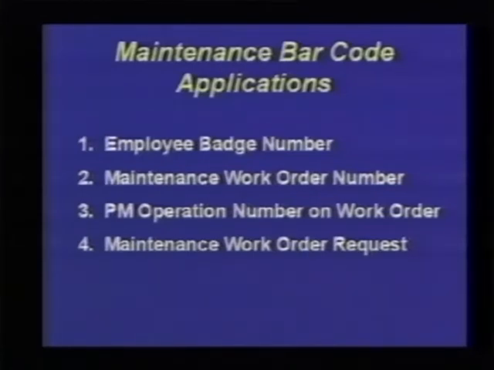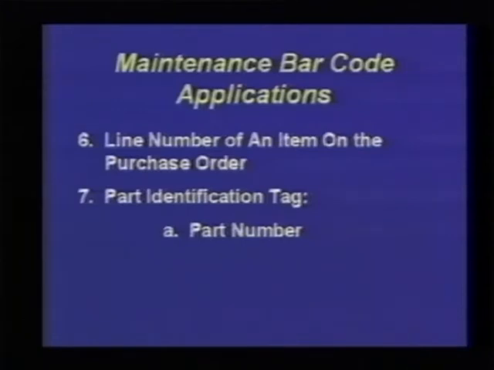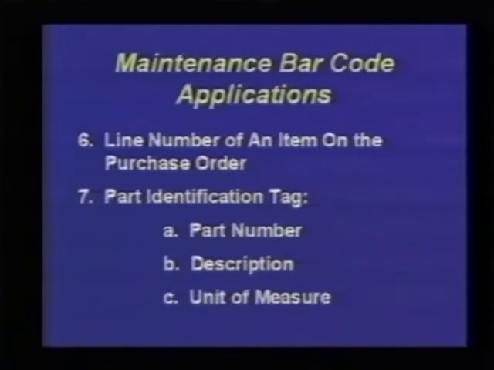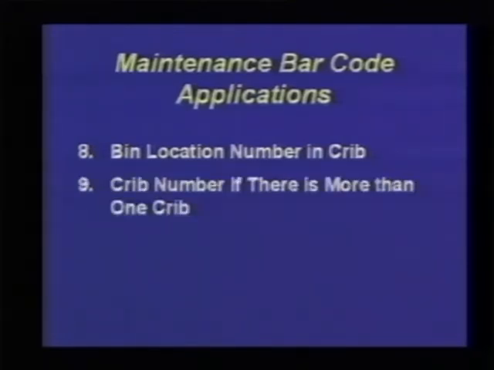We could barcode the purchase order and also the line number on the purchase order. In item 7, when we have a parts identification tag, I can barcode the part number, but we still would like to have the part number and the description and the unit of measure on the barcode label so that we could read intelligently what that barcode identification means. We also can barcode the bin location number in the storeroom. If we have more than one storeroom, we can barcode the storeroom number.